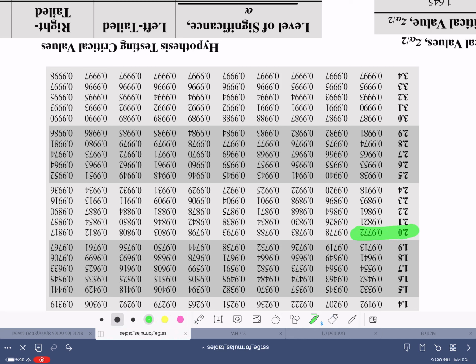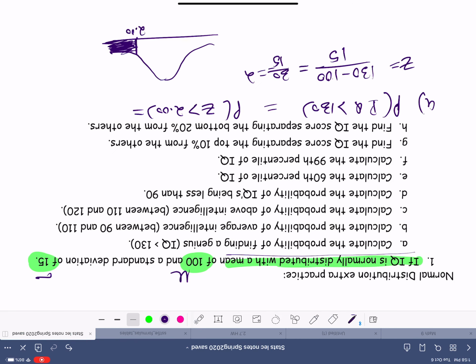and this is the area to the left. If this is the area to the left, how do I find area to the right? I can do 1 minus this number, okay? 1 minus 0.9772, that would give me 1 minus 0.9772.